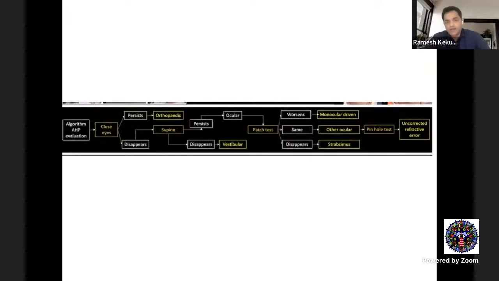So what's the algorithm whenever you see this? These are all good to have in your presentation. Close one eye. Always see whether, on closing one eye, the abnormal head posture persists. This is the simplest thing you can do in your clinic. If it disappears, that's mainly because of an orthopedic reason. Then check in supine position. If it disappears, it means it's something ocular. If it persists even in supine position, it's ocular. Otherwise, it's vestibular.